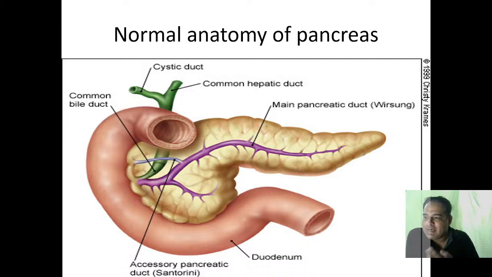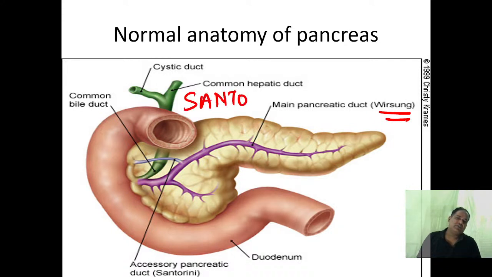They are the commonly involved segments. That's why we have to cut them. Now you see, that's the normal anatomy of the pancreas. The main duct is named the duct of Wirsung. The accessory duct is known as the duct of Santorini.